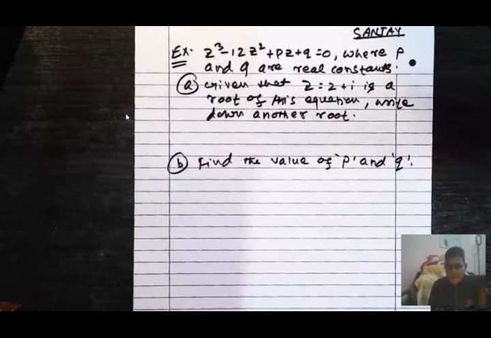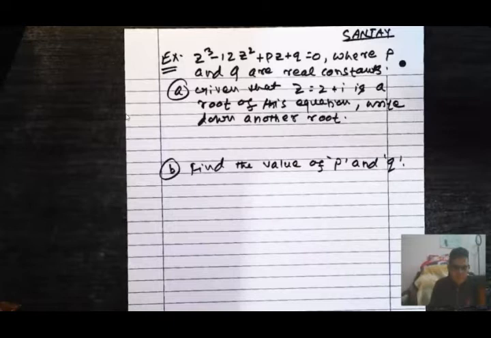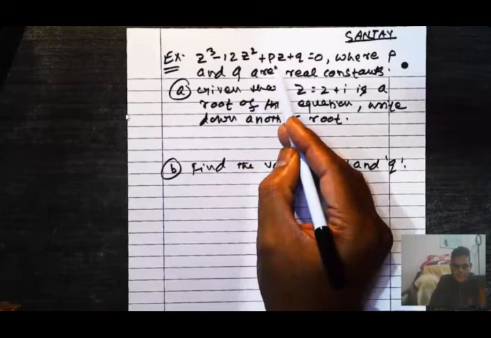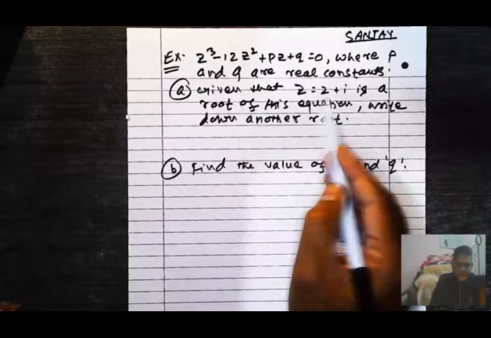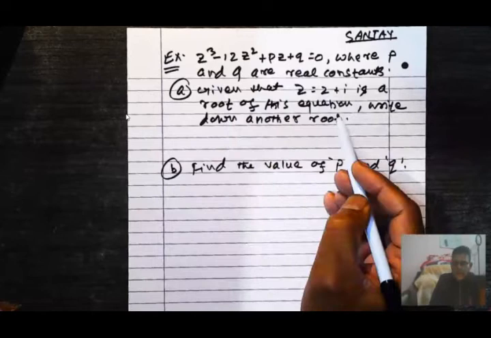So here in this case, it is given that z^3 minus 12z^2 plus pz plus q equals 0, where p and q are real constants, meaning p and q are not complex numbers. And given that z equals 2 plus i is a root of this equation, you have to write down another root.